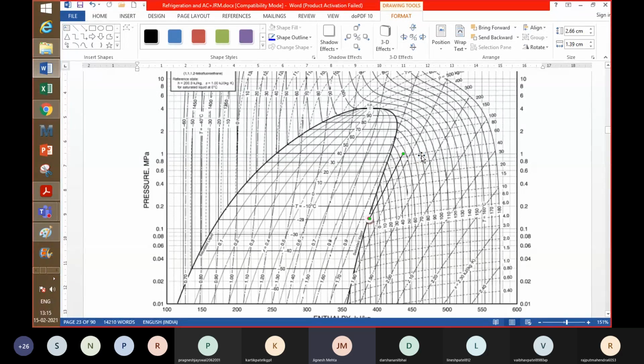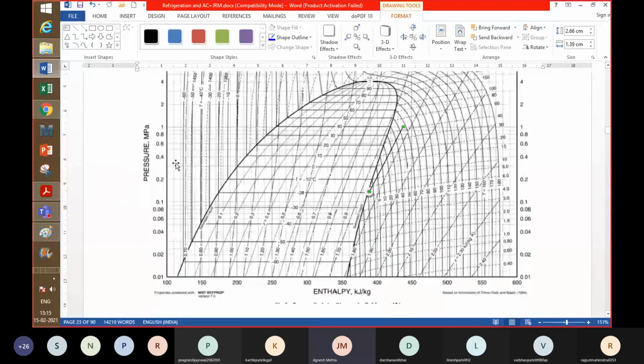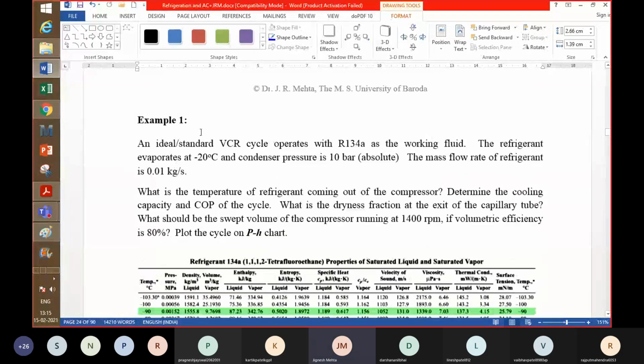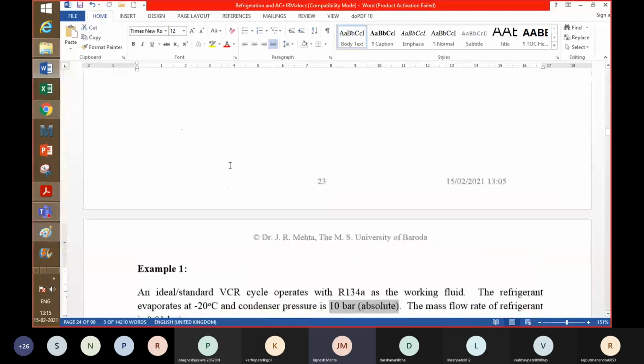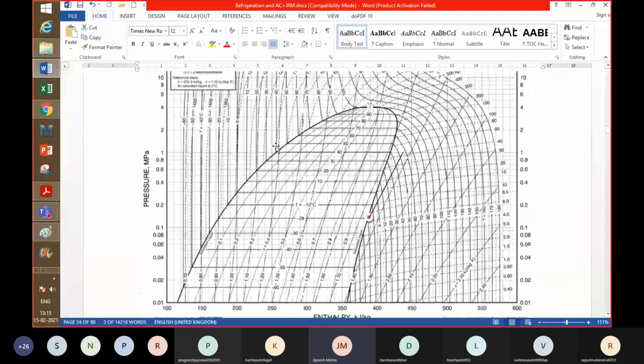Or you can say at condensing temperature, right? You are going to stop at the condenser pressure or condensing temperature. So the temperature at which the condensing is occurring, or the condenser pressure, whatever is defined, right? So what is the condenser pressure that is given? The condenser pressure given is 10 bar, right? Or it is 1 megapascal. So let us go up to that point.